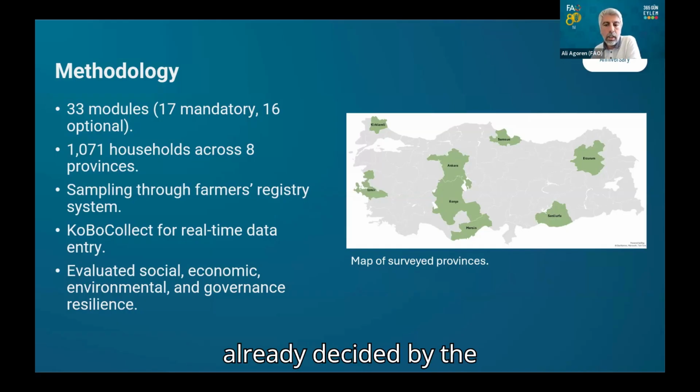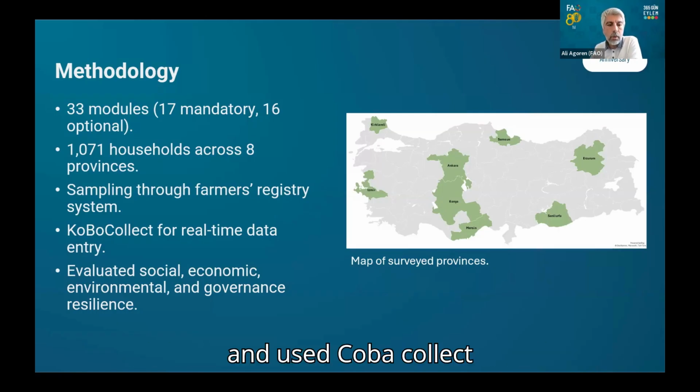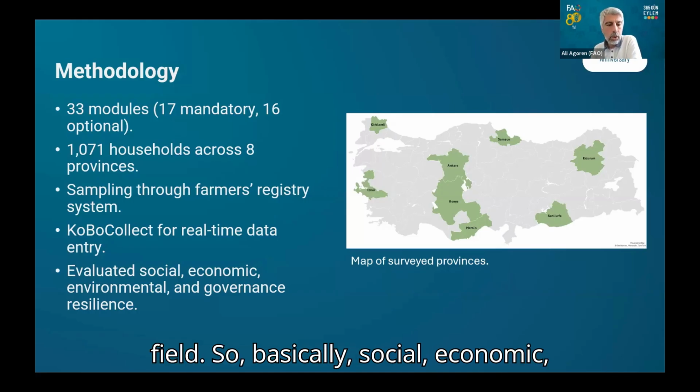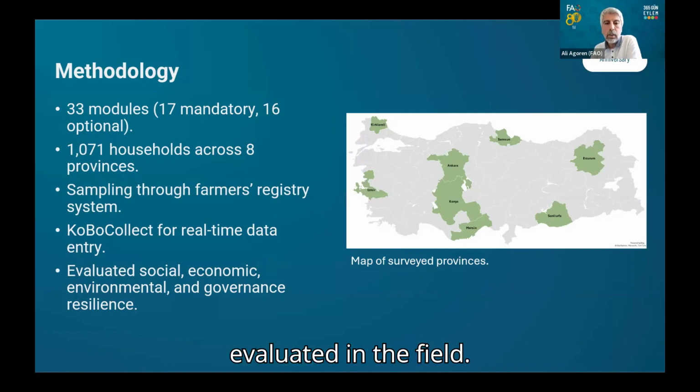The 8 provinces were already decided by the ministry, and we just made the sampling and used KoBo Collect with the tablets used by ministry experts in the field. So basically, social, economic, environmental, and governance resilience were evaluated in the field.